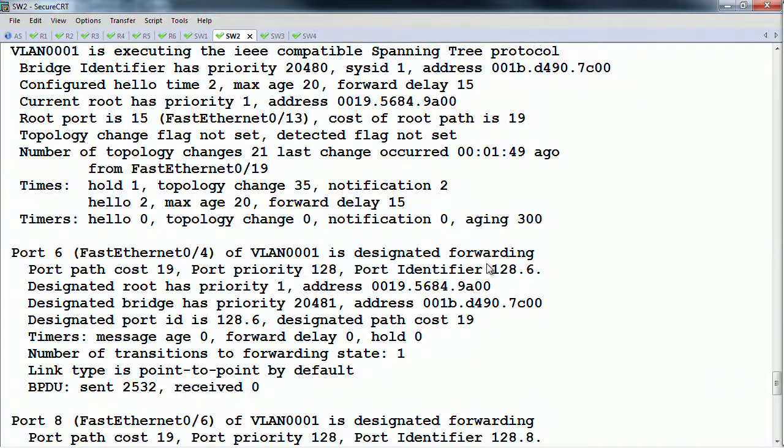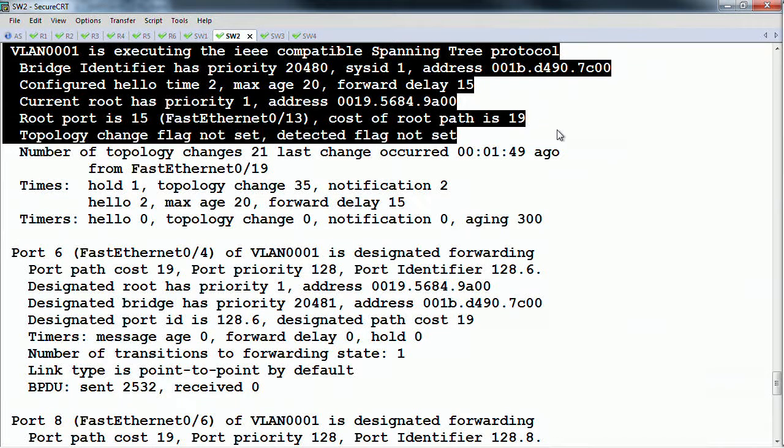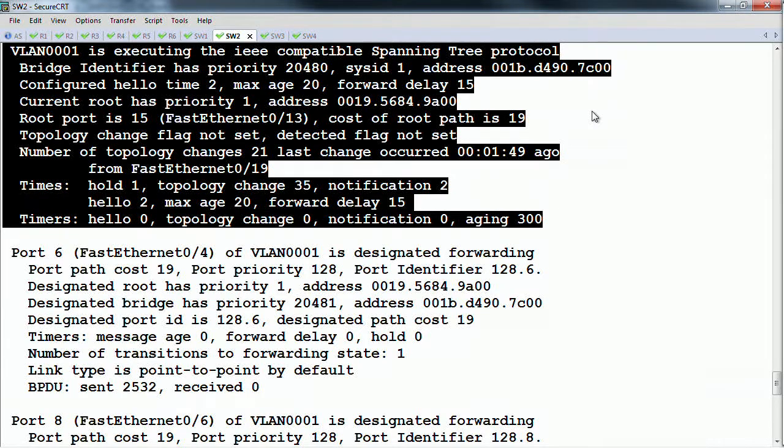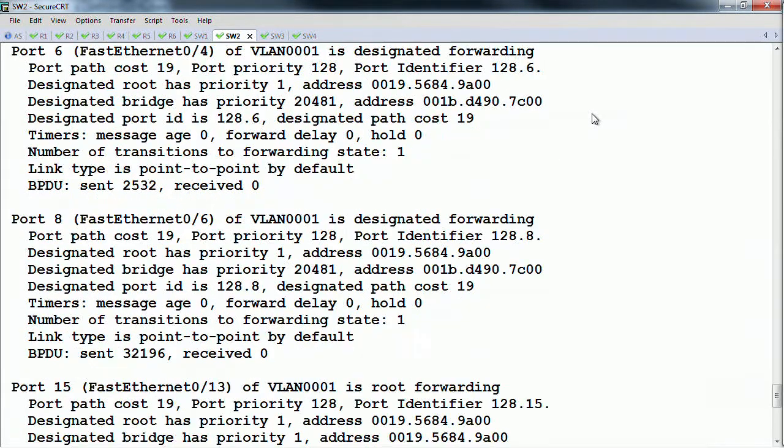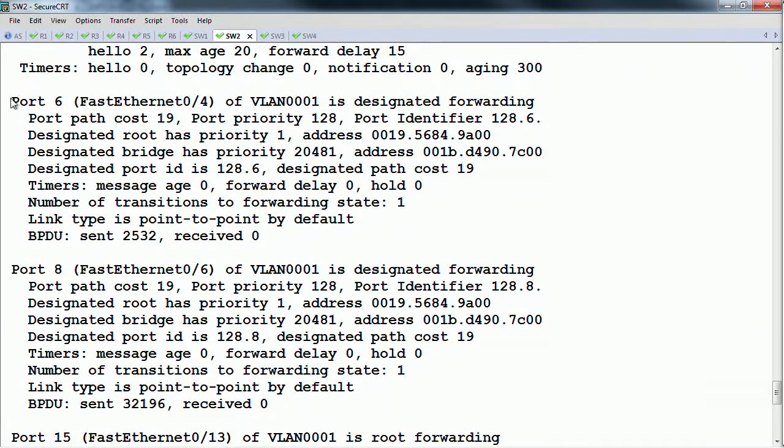So when we look at switch 2, we see all the detailed information about myself and the root bridge. We also see the detailed information about the individual ports, like this interface here, which is facing down towards the edge of the network. So we're not going to be receiving any BPDUs in that interface. It means no one is running spanning tree that's connected there.